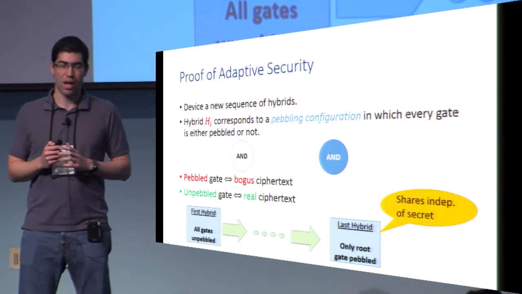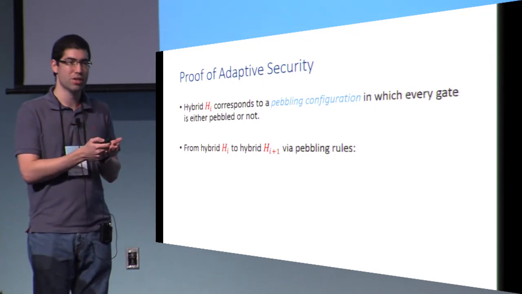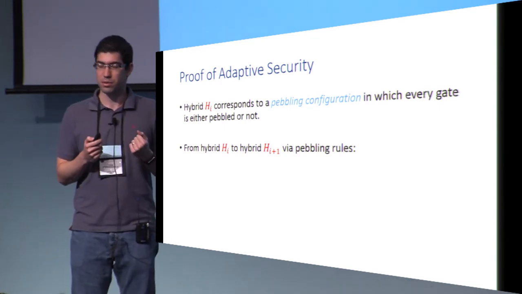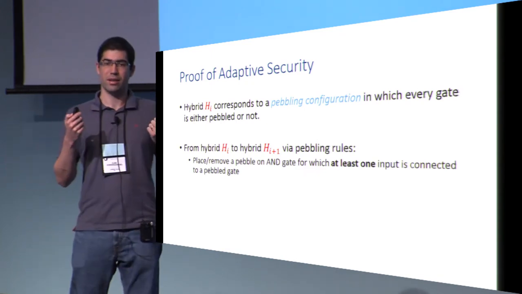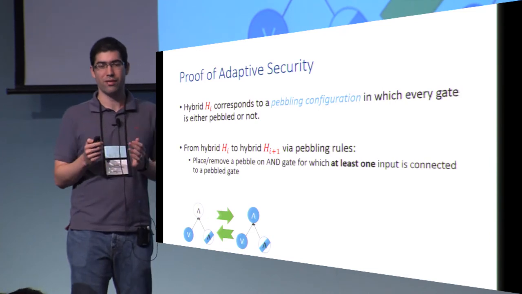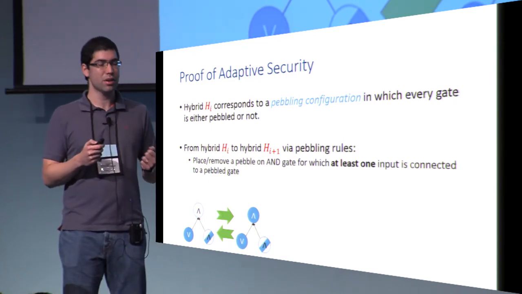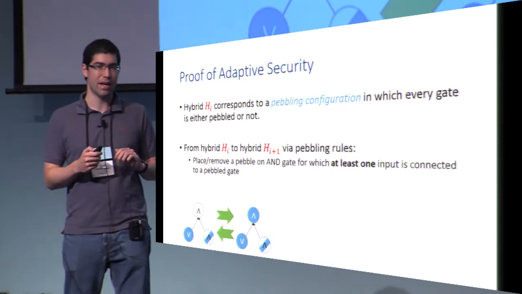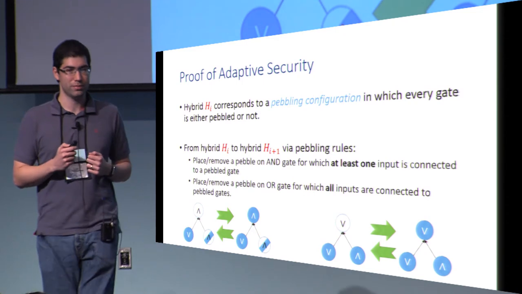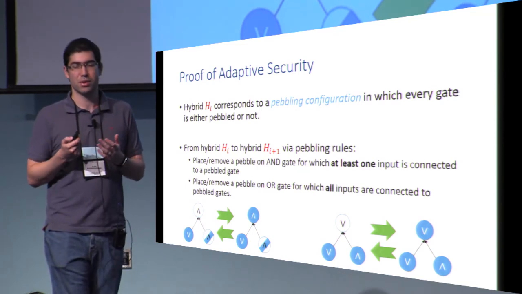Okay, so this is the high-level approach. And let me tell you, before showing the sequence of hybrids, how we go from a hybrid in which there is some set of pebbles to a hybrid in which we have a different set of pebbles. For this we use something we call pebbling rules. We define two pebbling rules that we allow in order to move from hybrid HI to a hybrid HI plus one. The first rule is: if you have an AND gate in which one of its inputs is pebbled, meaning its corresponding ciphertext is bogus, then you can also pebble that gate. And you can reverse it by unpebbling it. And if you have an OR gate in which both children are pebbled, you can also pebble that one, or reverse it. And the reason HI is indistinguishable from HI plus one is just due to the semantic security of the encryption.